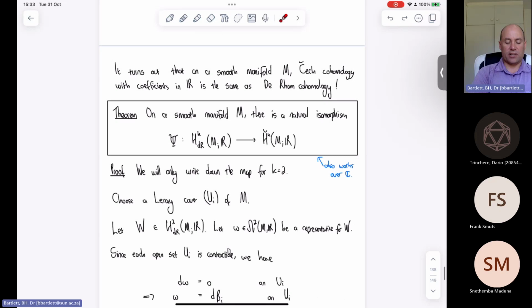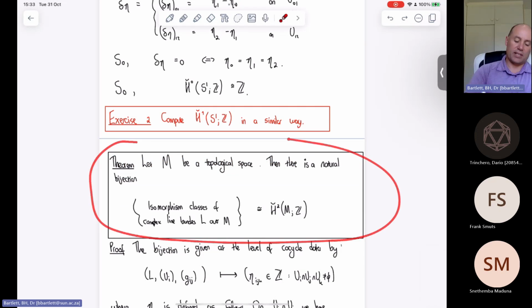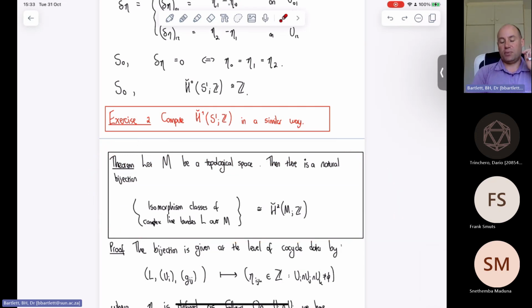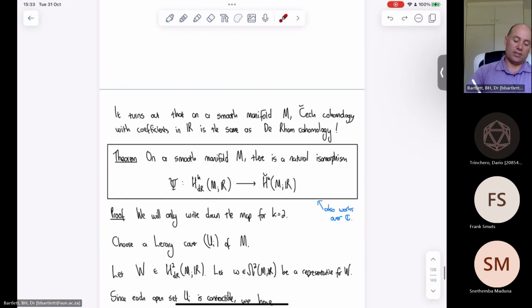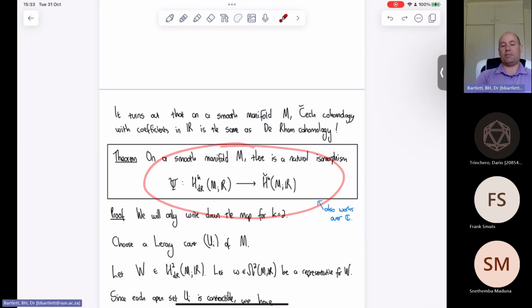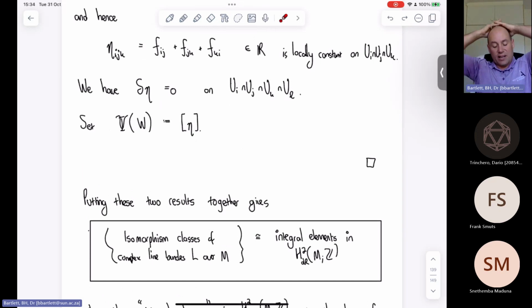So putting these two results together, what are those two results? Firstly, the classification of complex line bundles in terms of Čech cohomology with coefficients in Z. And secondly, the fact that Čech cohomology with coefficients in R is the same as de Rham cohomology. That means that isomorphism classes of complex line bundles L over M, and this is a mistake here, I said is in bijection with integral elements in second de Rham cohomology. So the mistake I'm making is that there's really just a map from one to the other.